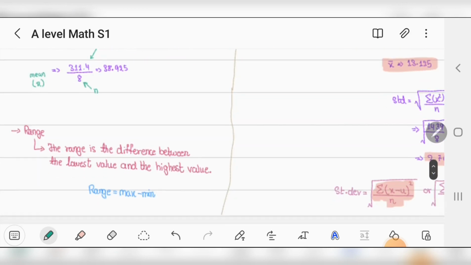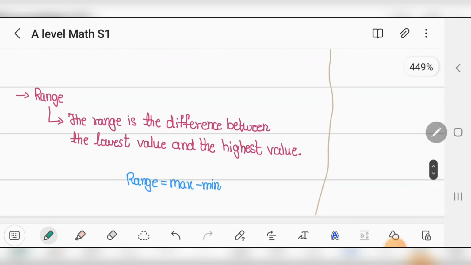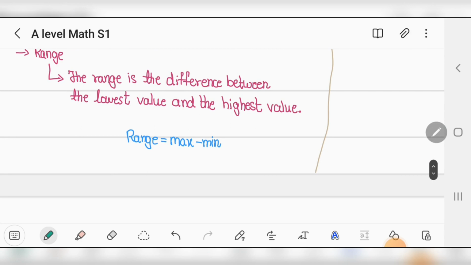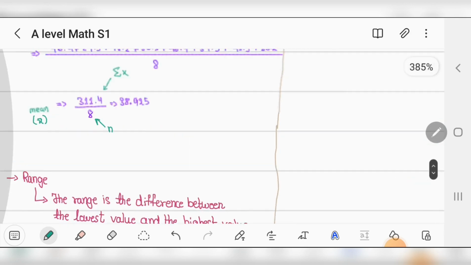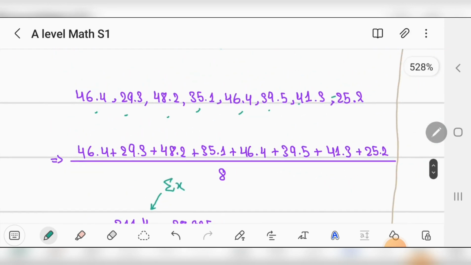Then what we have here is the range. The range is the difference between the lowest value and the highest value. Simple. Range is equal to max minus min. If you wanted to know the range of this, we take 46.4 since it is the highest, and then we take 25.2. So max minus min, and we got the range.